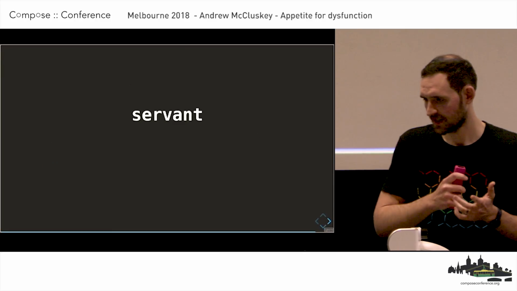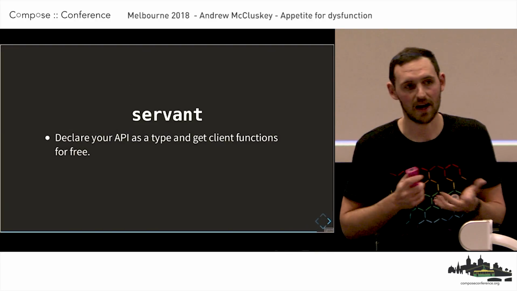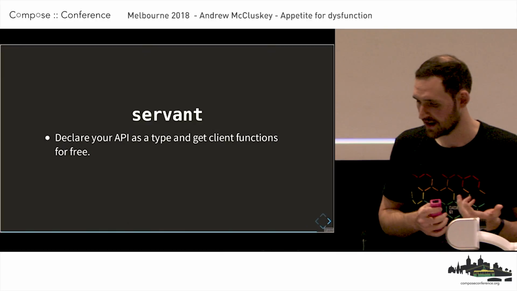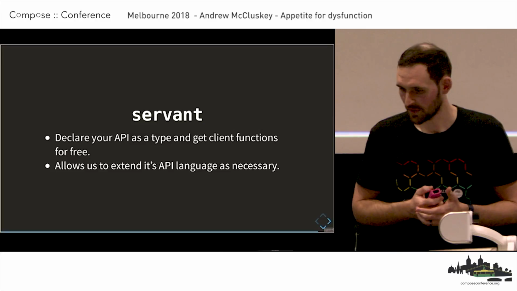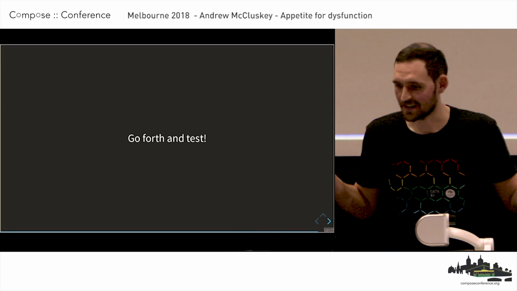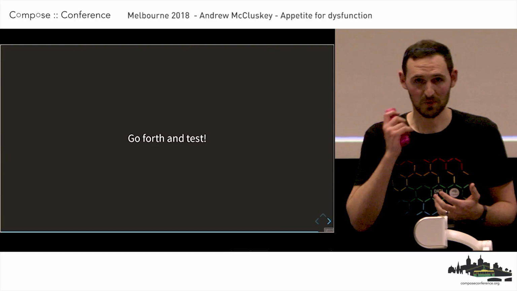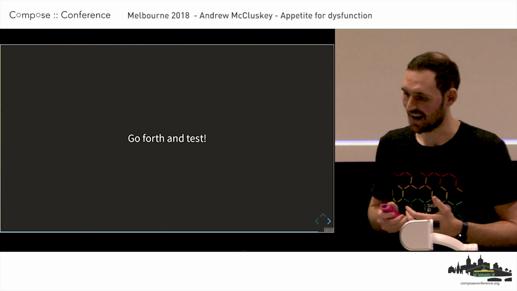And then we looked at servant. So we could declare our API as a type, get our client functions almost for free, and then we could also extend servant's API language as needed. And so the final thing I want to say is, with all of this, hopefully I've inspired you and shown you what's possible, shown you some interesting techniques for testing, and go forth and test.